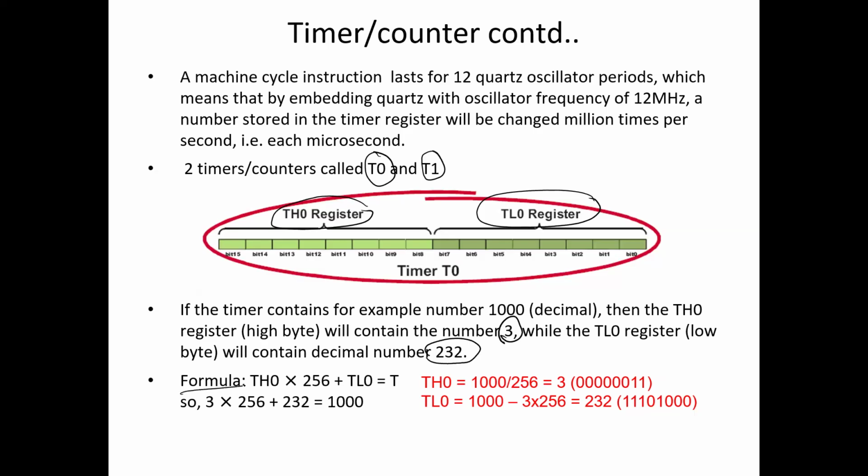So this is the formula: TH0 into 256 plus TL0 equals T, that means the total time. So this is my total 1000: 3 into 256 plus 232.